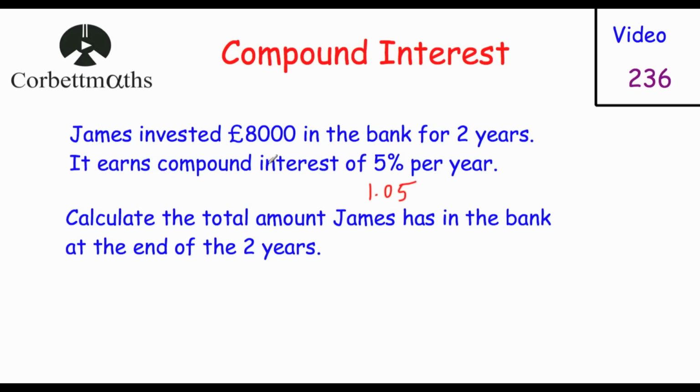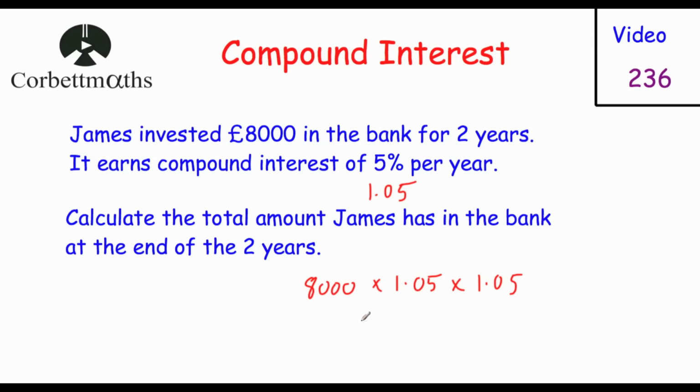So if we want to work out how much money James had in the bank account after 1 year, we could take the 8,000 and multiply by 1.05. If we wanted to work out how much money he had at the end of 2 years, we could then times by another 1.05, and that would tell us how much money he has in the bank after 2 years.